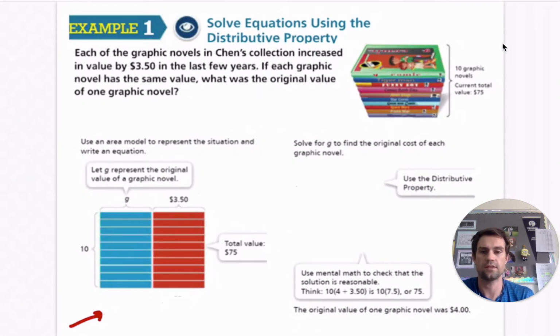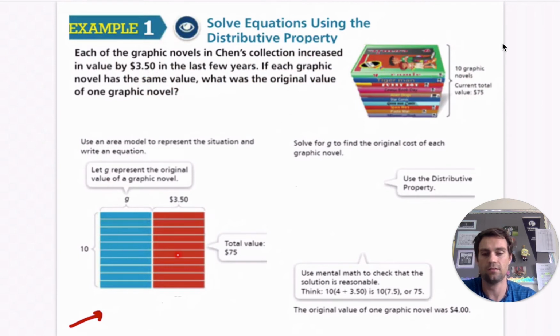So we're going to solve this question. Each of the graphic novels in Chen's collection increased in value by $3.50 in the last few years. If each graphic novel has the same value, what is the original value of the graphic novel? So we can see we have a set of graphic novels. He has 10 novels. The current total is $75.